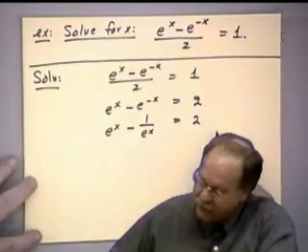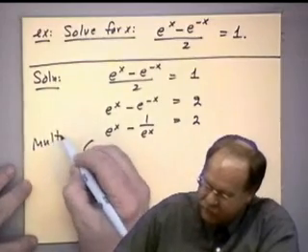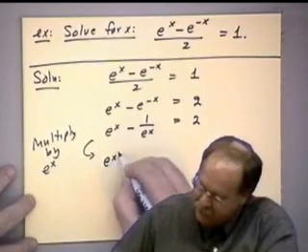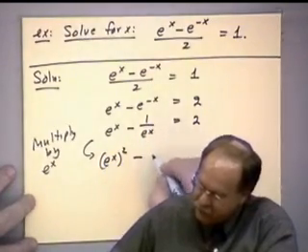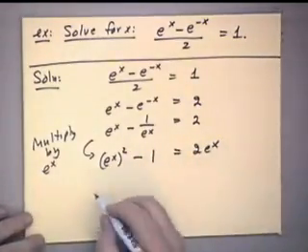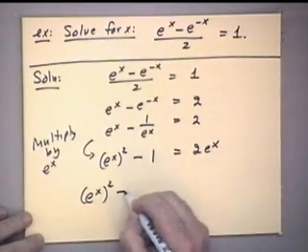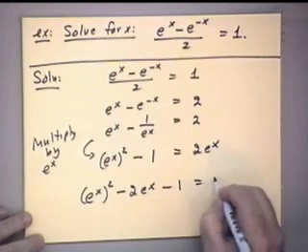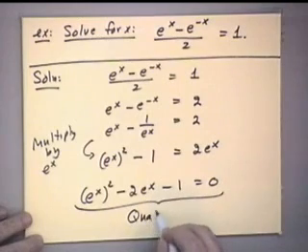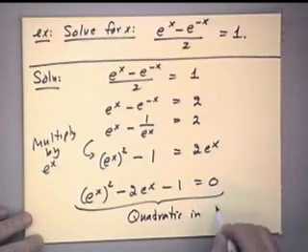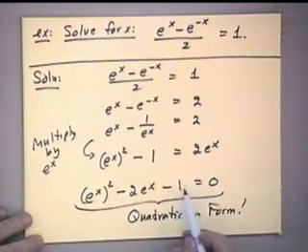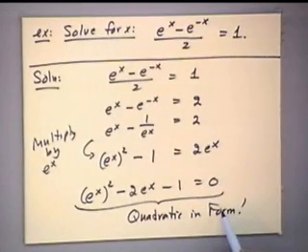If I multiply through the entire expression by e to the x, then what do I get? I get e to the x quantity squared minus e to the x over e to the x, which is 1, equals 2 times e to the x. And then if I pull everything over to the left, I have e to the x squared minus 2 times e to the x minus 1 equals 0. And the thing you want to recognize here, with a little thought, is that this is a quadratic in form. It has the form of something squared minus 2 times something minus 1 equals 0. That is a quadratic equation.